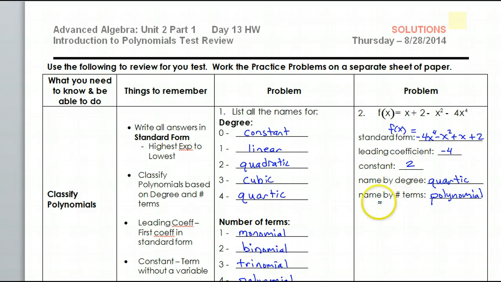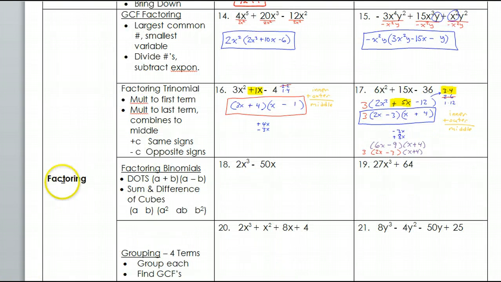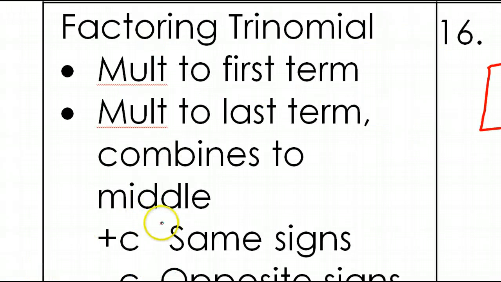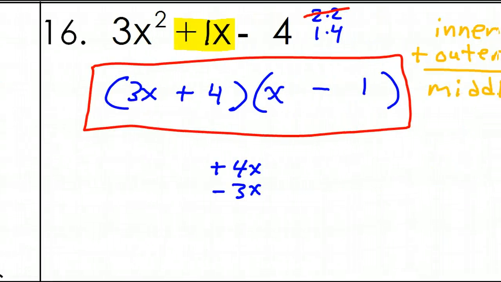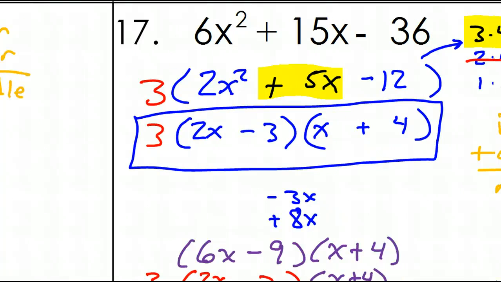But anyway, this video is part of a review of our Introduction to Polynomials unit. And we've done a bunch so far. But now we're going to work on factoring. And specifically, this video is all about factoring trinomials. Okay, so let's practice factoring our trinomials. Problems like these.